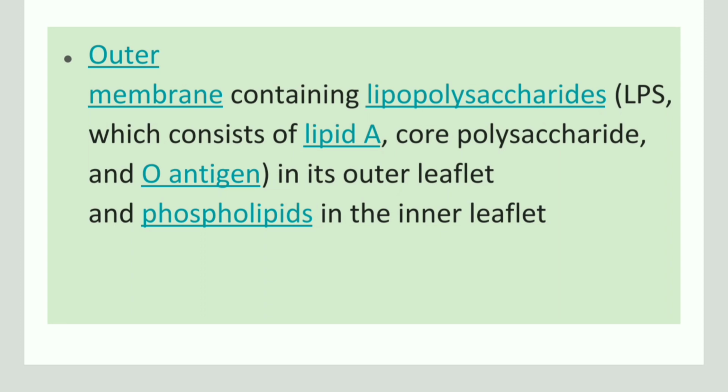The outer membrane is made up of 2 layers, that is, 2 leaflets, and the outer leaflet consists of lipopolysaccharides, and these lipopolysaccharides consist of lipid A, core polysaccharide, and O antigen. So the outer leaflet consists of 3 components, that is lipid A, core polysaccharide, and O antigen, and the inner leaflet consists of phospholipids. So the outer membrane consists of 2 parts: the outer leaflet consisting of lipopolysaccharides and the inner leaflet consisting of phospholipids.